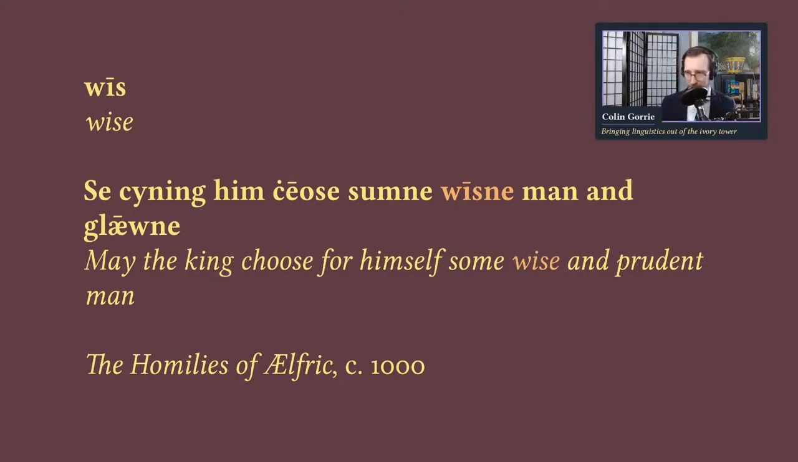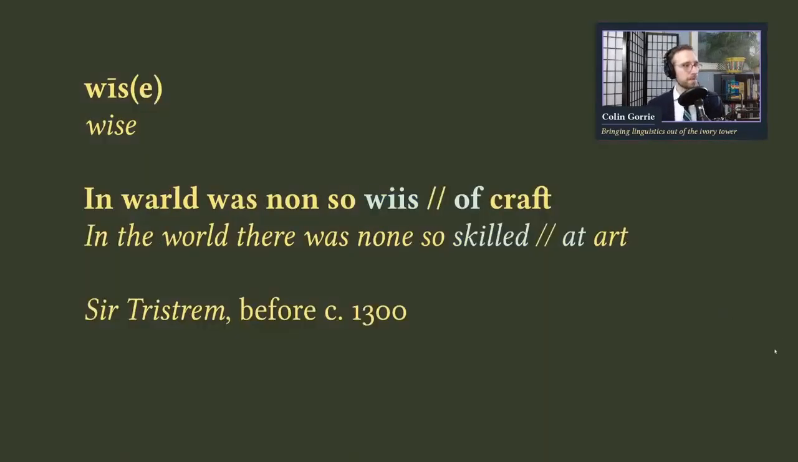Wise also had a meaning skilled, or it could be used in the phrase wise of, skilled in. So here we have a Middle English example, where we have this word. I'm going to go out on a limb here and say the pronunciation was wijs in Middle English, and the meaning wijs of craft, skilled at art. So in the world there was none so skilled at art.